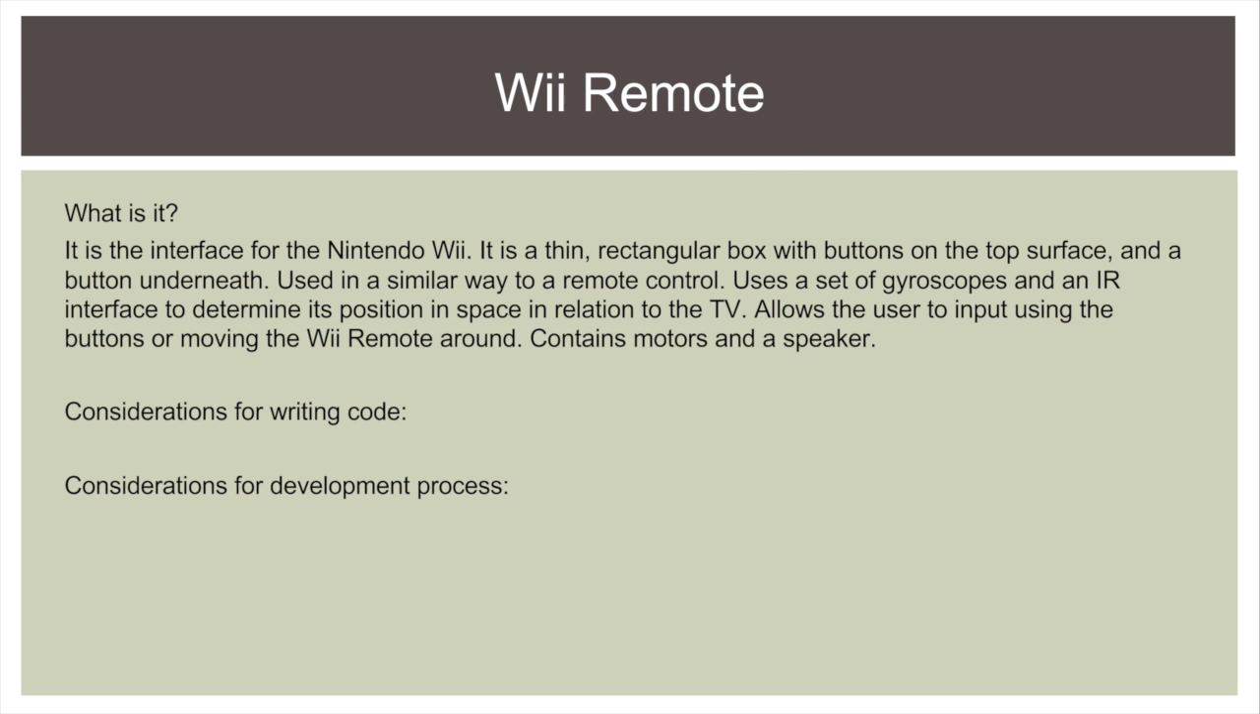And now we move to the really general parts. A Wii Remote is basically the interface for the Nintendo Wii. It's a thin rectangular box with buttons on the top surface and a button underneath, and you use it in a similar way to a TV remote control. It uses a set of gyroscopes and an IR interface to determine its position in space in relation to the TV, and allows the user to input using the buttons or moving the Wii Remote around. It contains motors and a speaker.